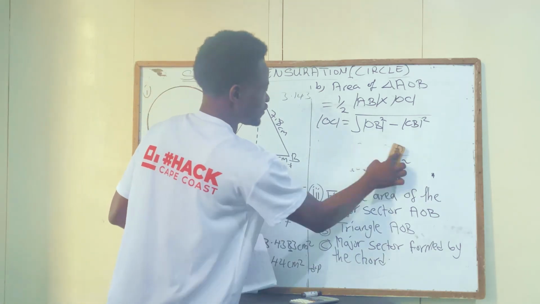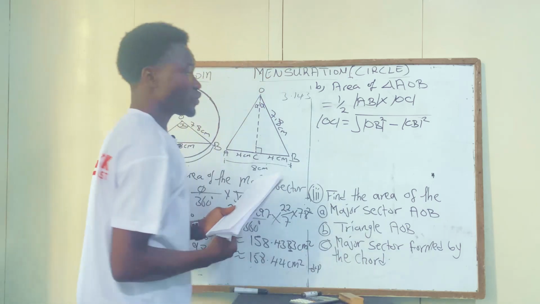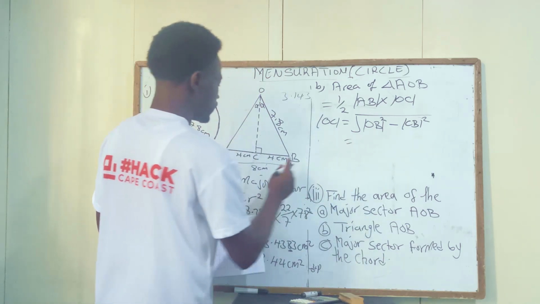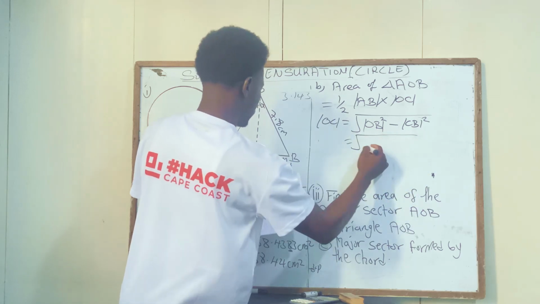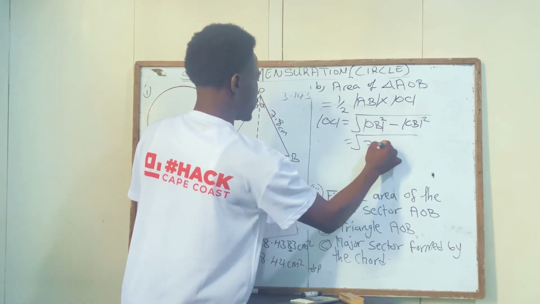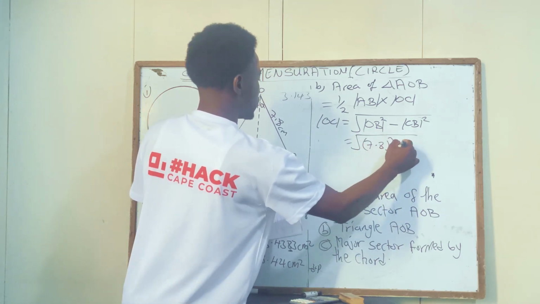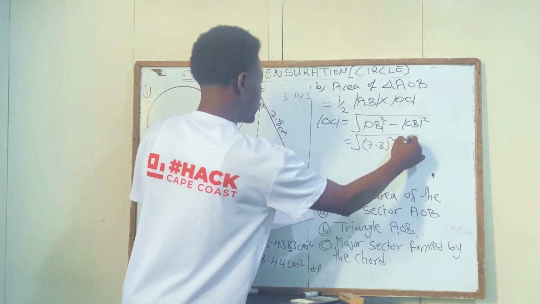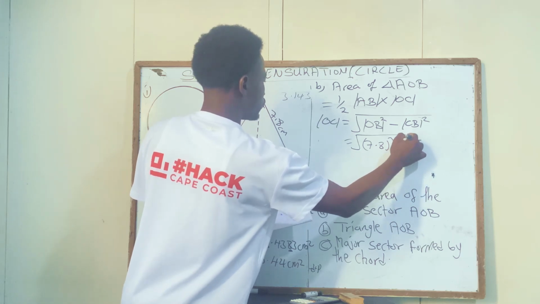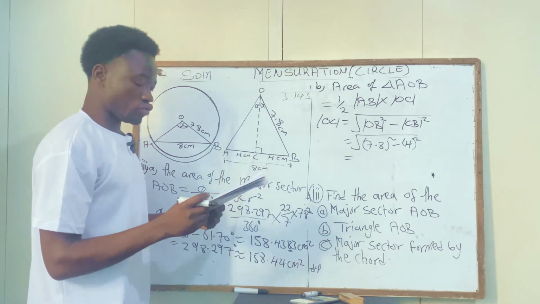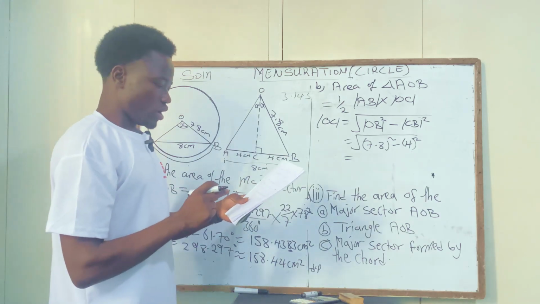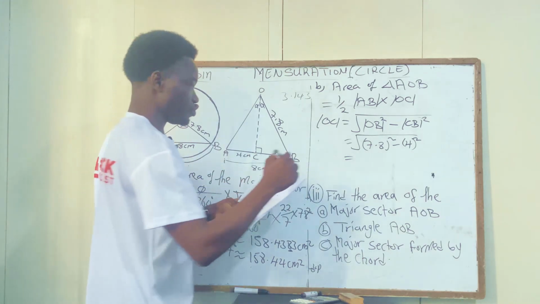So now we need a substitution. OB is 7.8 centimeters, and we have CB, which is 4, squared. And this is finally going to be equal to, because of time, I have the answer here, or you can use a calculator to do that.